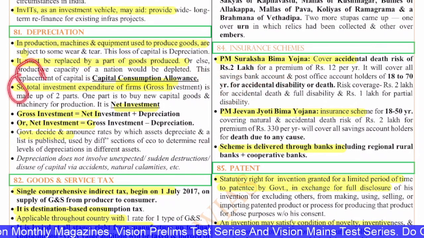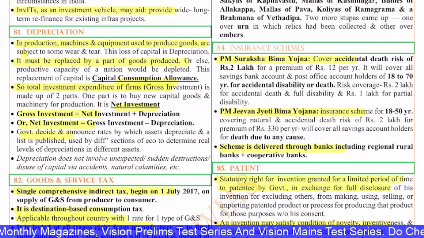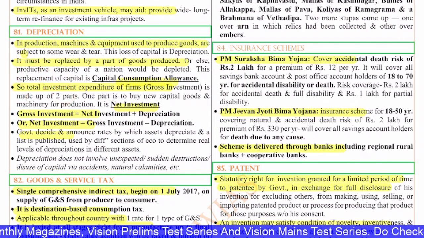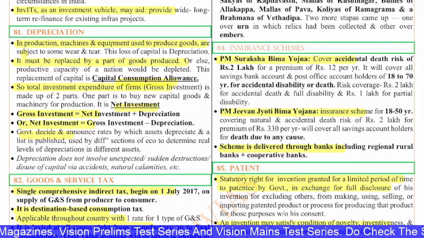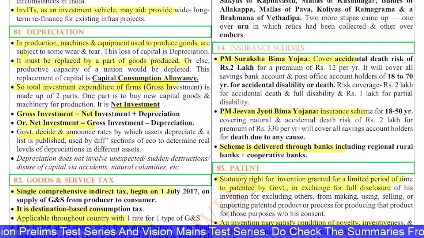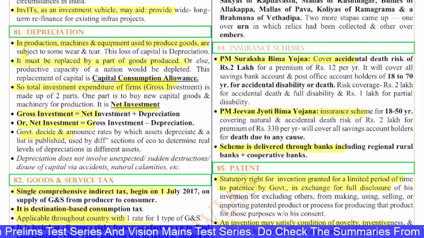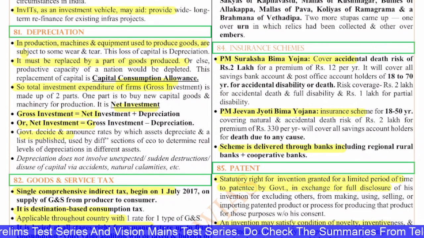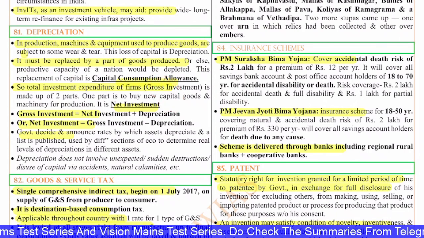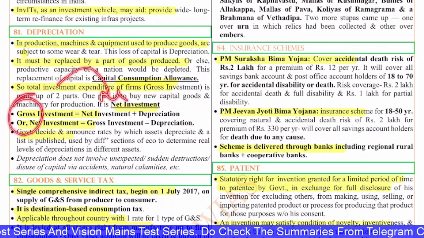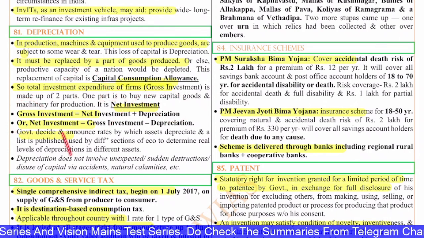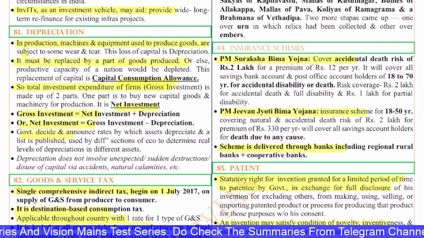So the total investment expenditure of firms is made up of two parts. One part is to buy new capital goods, and the other is to replace. And the part which is to buy new capital and machines is called net investment. So gross investment includes this net investment plus depreciation, and net investment is gross investment minus depreciation.